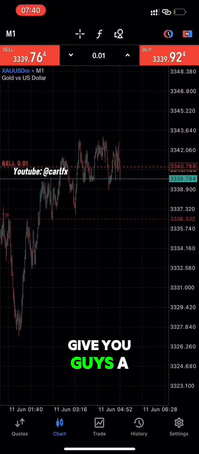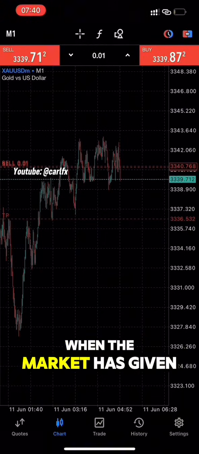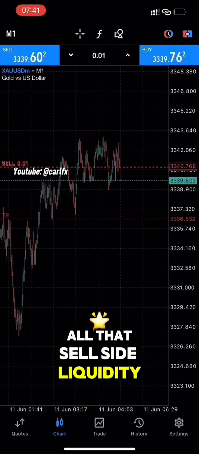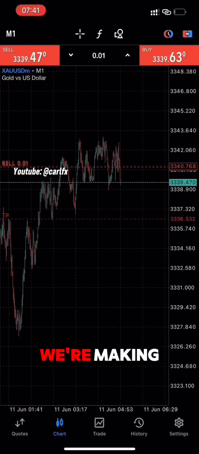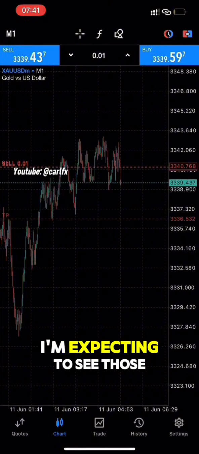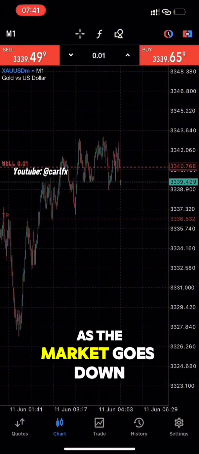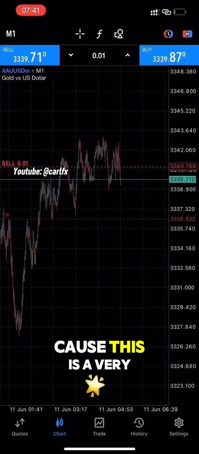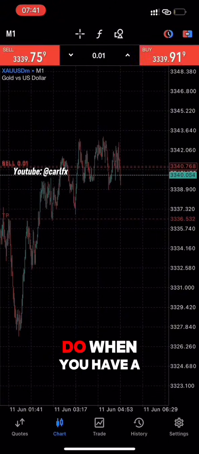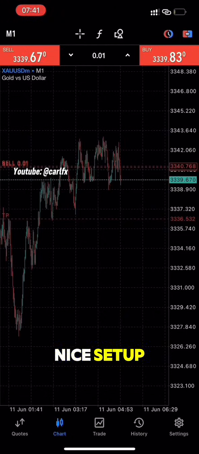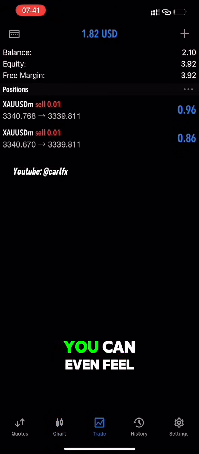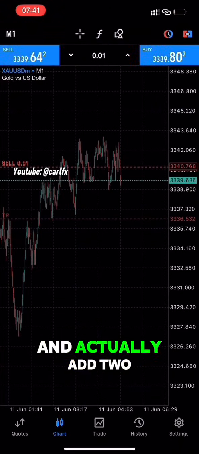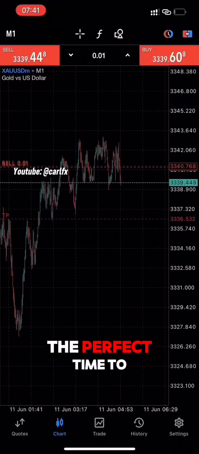Right now I'll just give you guys a trade update when the market has given us movement, but I'm looking to see all that sell side liquidity being swept. All those lower lows we're making before making lower highs, I'm expecting to see those being swept as the market goes down. Right now I'm also being tempted to actually add more positions because this is a very good setup. This is what you do when you have a nice setup. This is how you trade it. When it's a nice setup, you can even feel free to add more positions into the market. So I'll just go ahead and actually add 2 more positions. I'll just wait for the perfect time to add them.